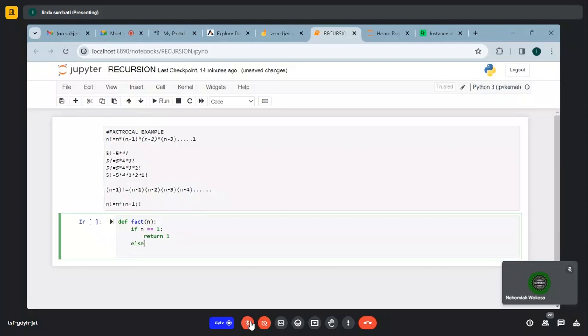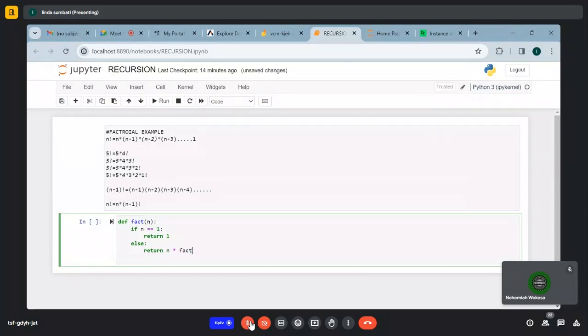Else, return n times fact n minus 1. So that is it. This part is the recursion part. Like, it keeps on calling until you get n is equals to 1.